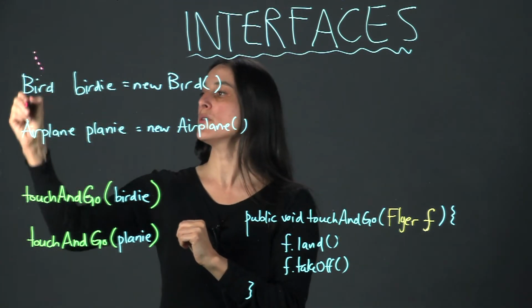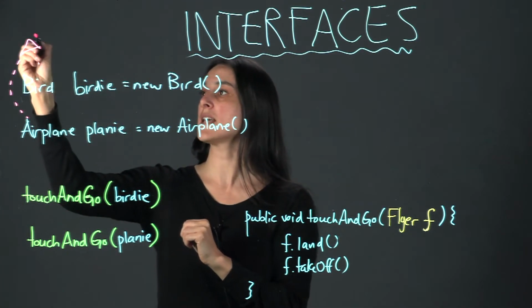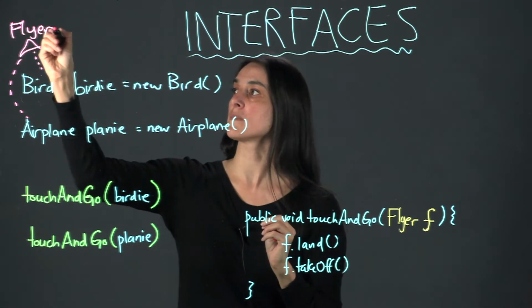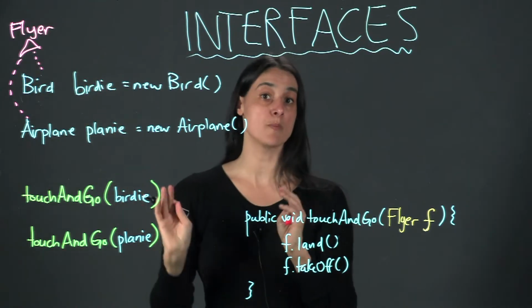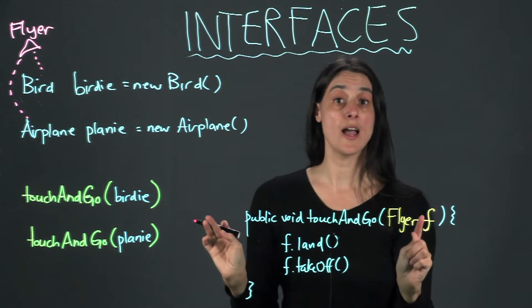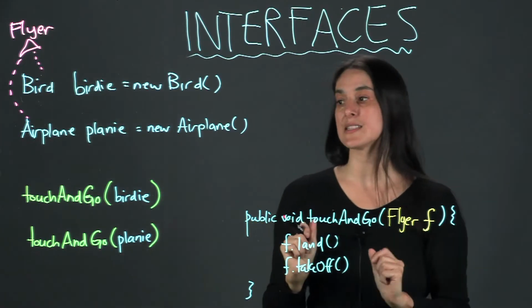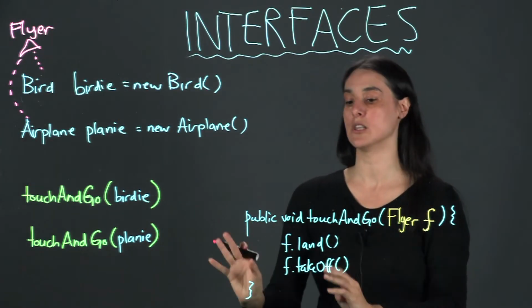And remember that both of these are implementations, which means that they are subtypes of flyer. So that means that birdie and planey are both substitutable for any flyer. So they can both be passed in as parameters to this method. So let's do that now and see how it looks.